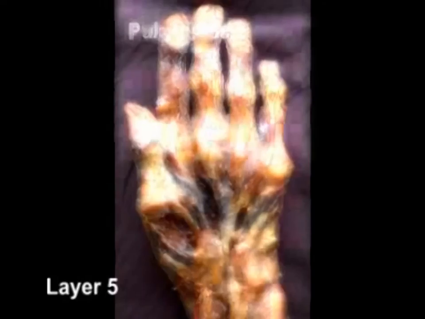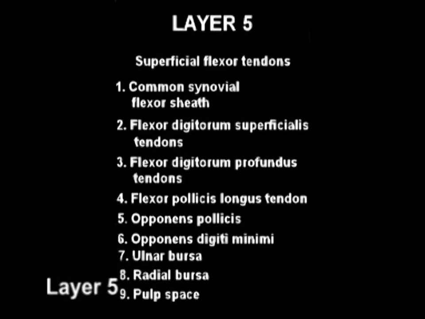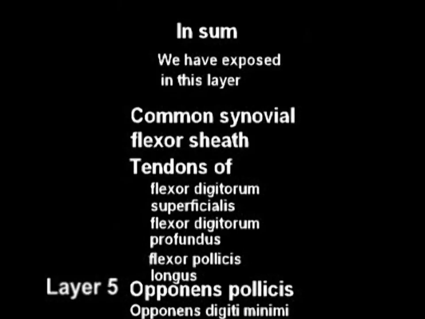The following are found on layer 5: common synovial flexor sheath, flexor digitorum superficialis tendons, flexor digitorum profundus tendons, flexor pollicis longus tendons, opponens pollicis, opponens digiti minimi, ulnar bursa, radial bursa, and the pulp space. In sum, in this layer, we have exposed the following: common synovial flexor sheath, tendons of flexor digitorum superficialis, tendons of flexor digitorum profundus, tendon of flexor pollicis longus, opponens pollicis, opponens digiti minimi.